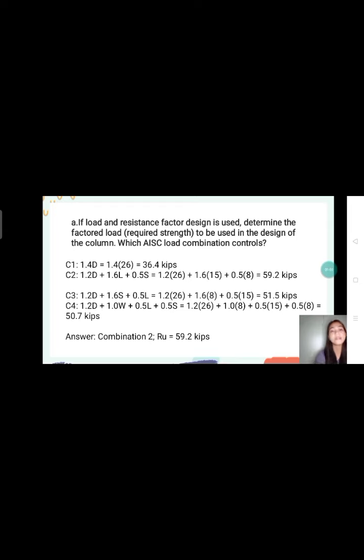The same goes for combination 2. The formula is 1.2 times the dead load plus 1.6 L plus 0.5 S. You only need to substitute its values and it will be equal to 59.2 kips. For combination 3, 1.2 times the dead load plus 1.6 S plus 0.5 L is equal to 51.5 kips. And for combination 4, you only have to substitute its values and it will be equal to 50.7. So among the 4 combinations, the larger will be combination number 2, where the factored load is equal to 59.2 kips.